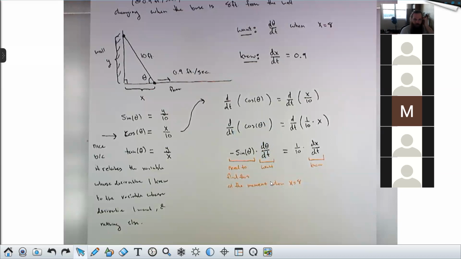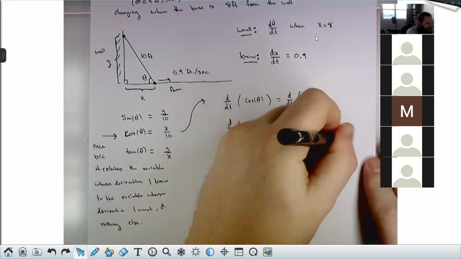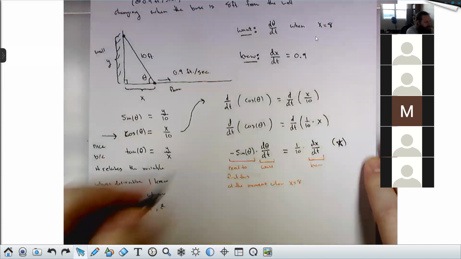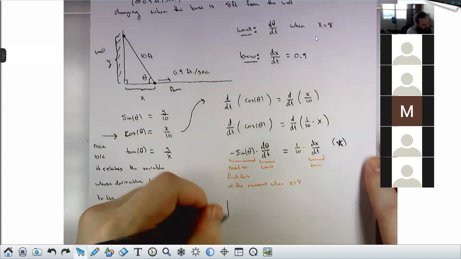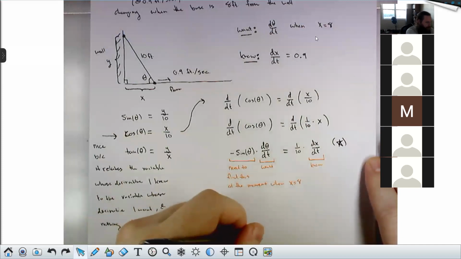Cool. All right, so this is the piece I don't know, right? This is the thing I'm trying to solve for. I know this. This is a constant. This is the piece I don't know. So I need to find this. To find this, I'm going to redraw this picture when x is equal to 8, because again, I'm interested at the moment when x is equal to 8. So I'm going to label this as star. I'm going to redraw that picture. I'm not going to redraw the whole thing, just.